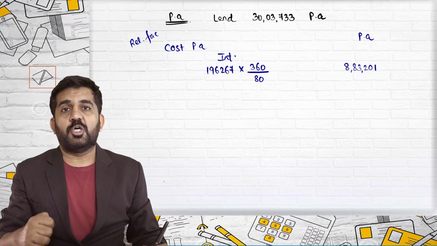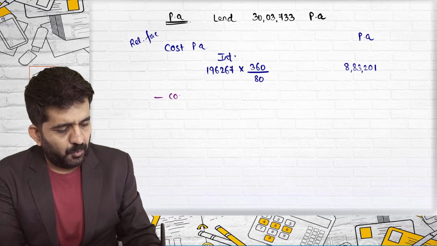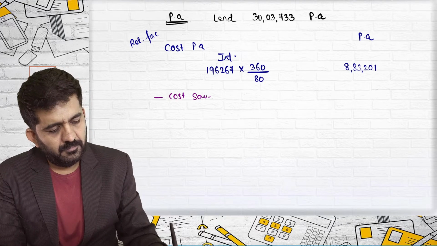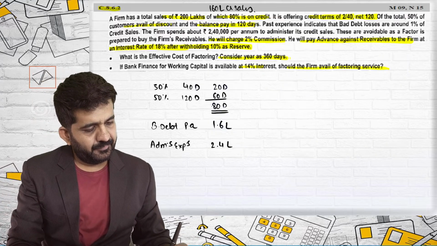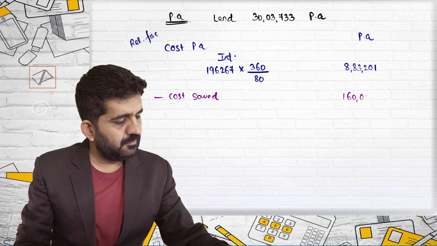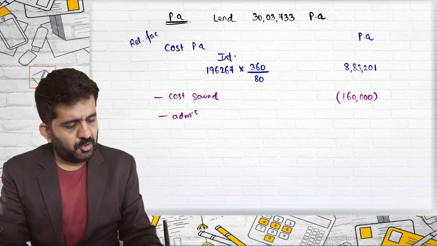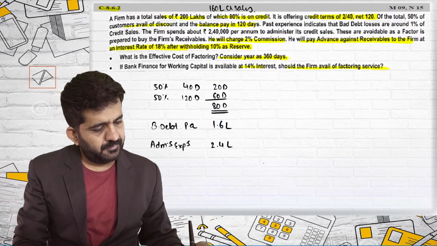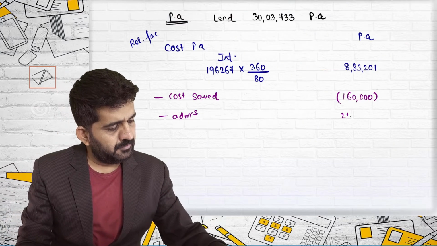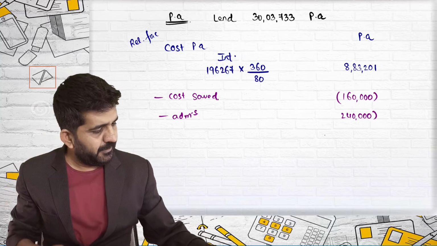8,83,201 is the total cost of factoring plus interest. But which cost will be saved? Bad debt, 1.6 lakhs, and administration cost, 2,40,000. This amount is totally saved.